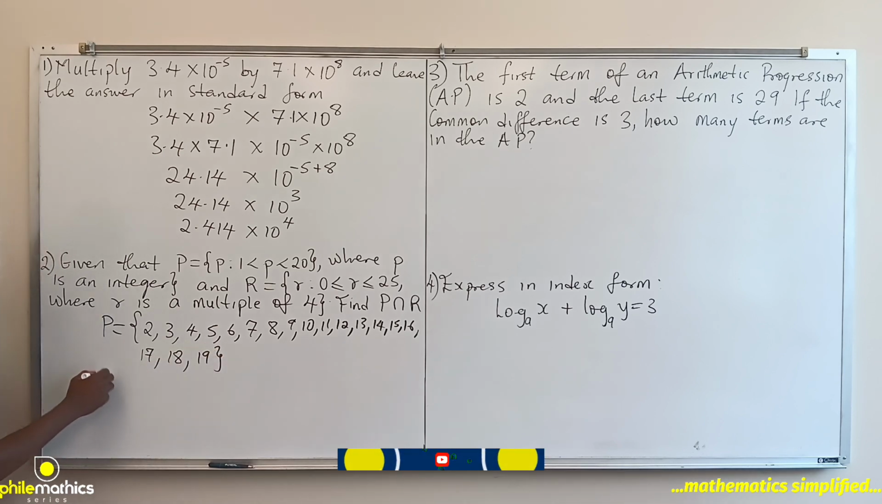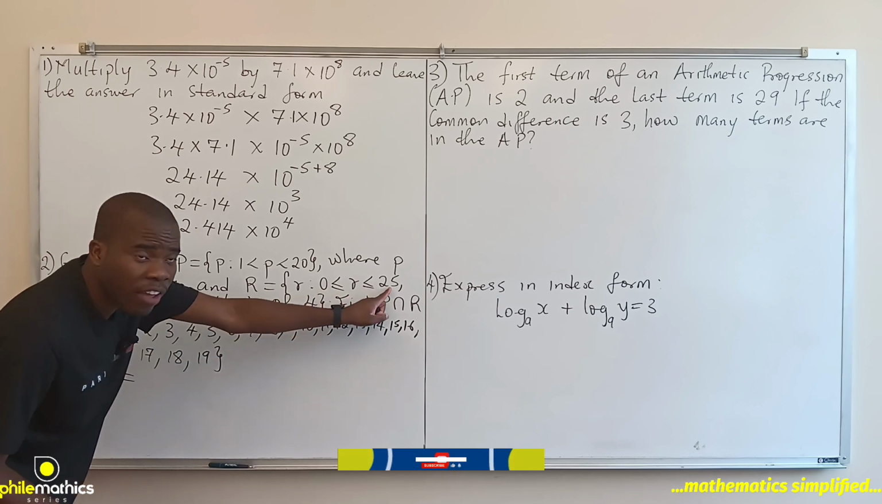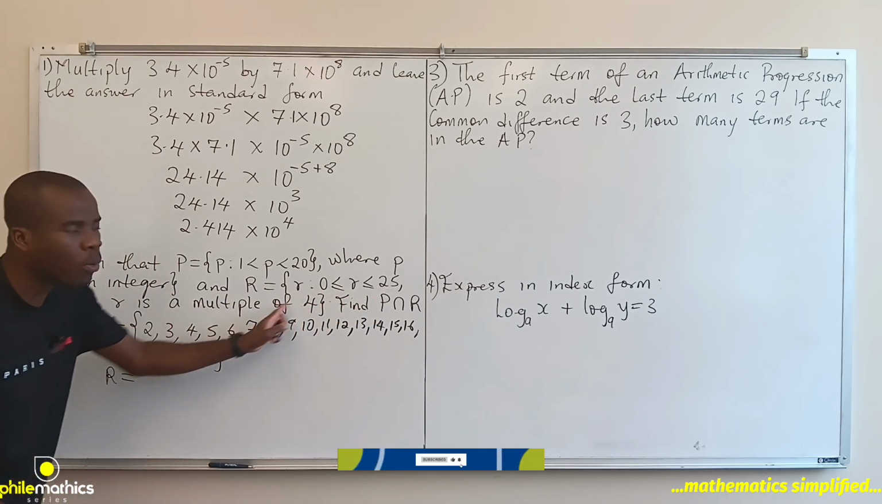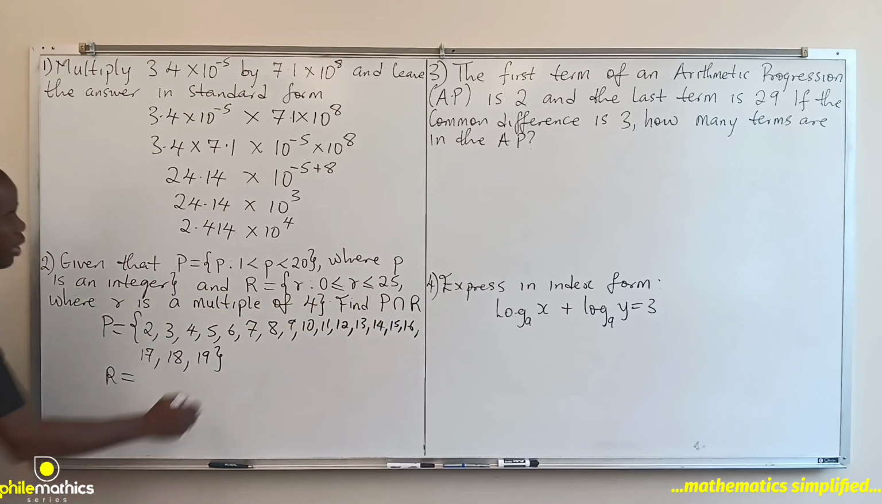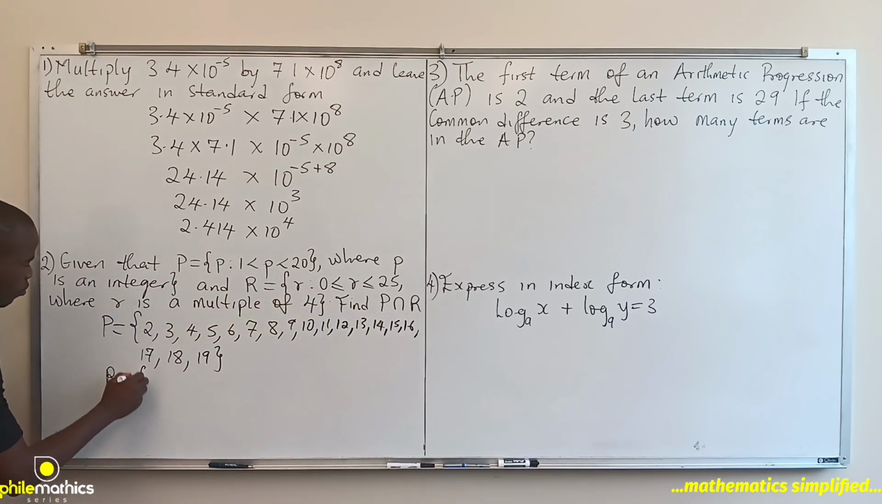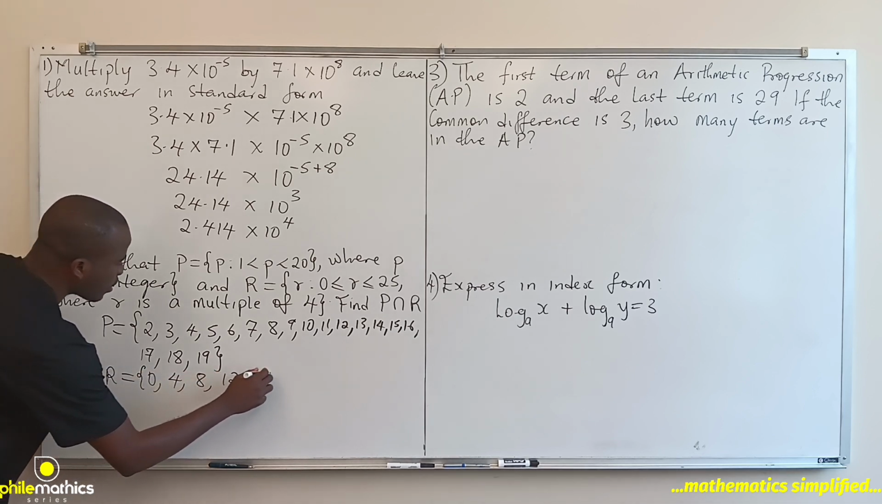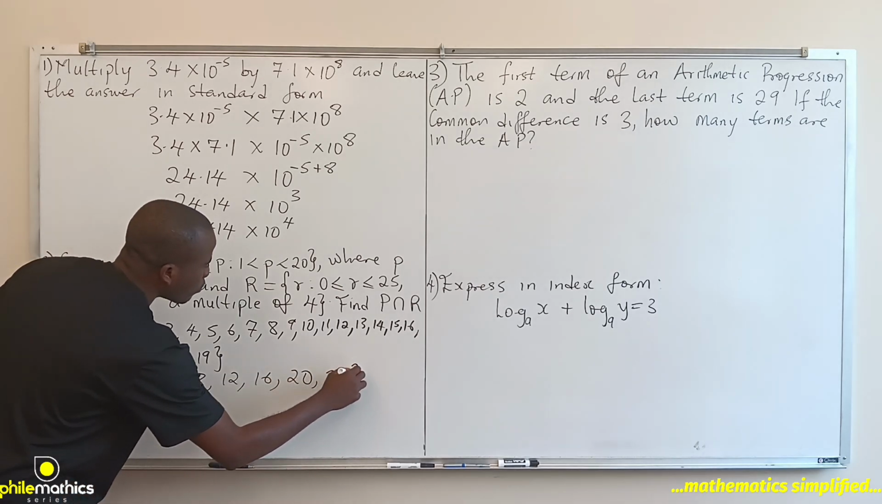And R are those numbers from 0 to 25 that are divisible by 4. That's the meaning of multiple of 4. Those numbers 4 can divide from 0 to 25. It starts from 0 to 4 to 8 to 12 to 16 to 20, 24.